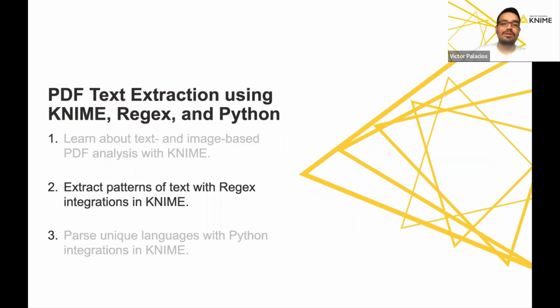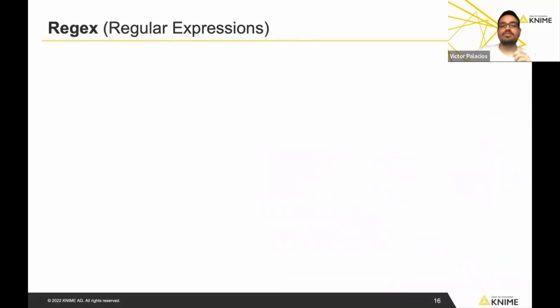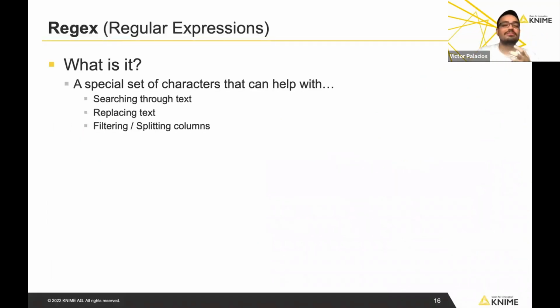Okay. Now we're on to the extracting patterns section, and this is going to be using Regex. And Regex is a little bit complex, so I will give a brief introduction to it and how it works. Okay, so Regex, or regular expressions, are a set of special characters that can help us search through the text, replace the text, filter the text, split. We can do all kinds of things with Regex within KNIME.